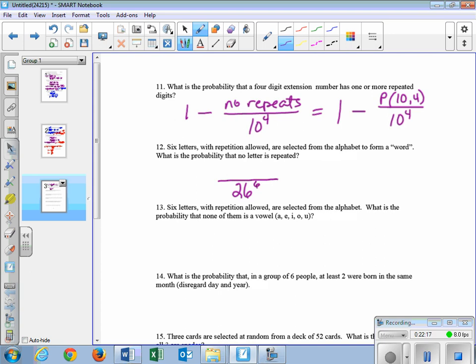But I want to narrow it down with no repetition being allowed, so that means I have to be using a permutation or a combination. And then I think, well, it has to form a word, so permutation is going to be selected because order does matter. I have 26, picking 6.